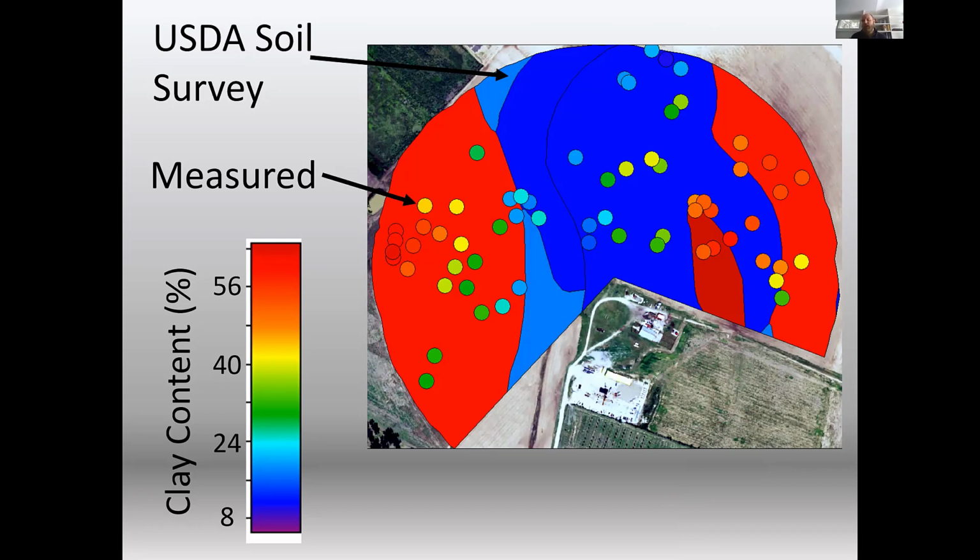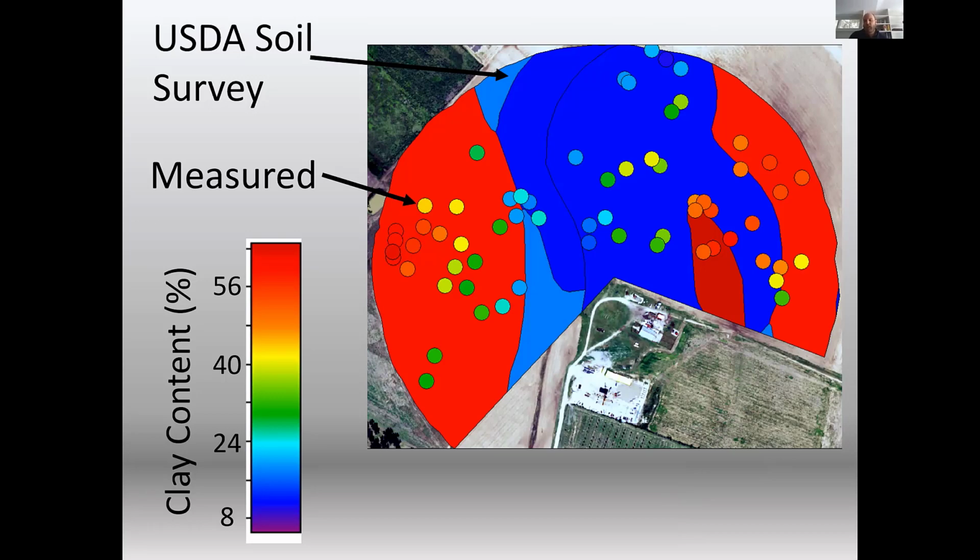So this is sort of indicating that the information embedded in that soil survey map is not really complete or a real representation of what we see in the world. There's quite a bit more variability than we often see in these maps.